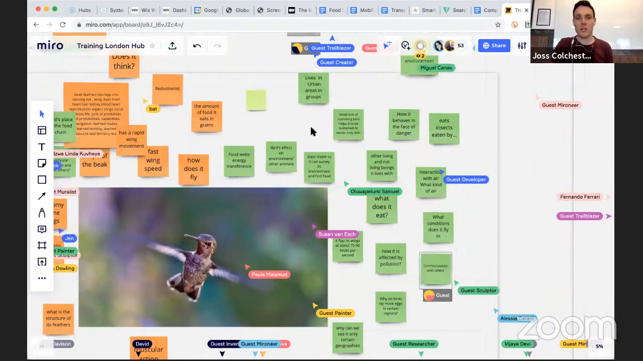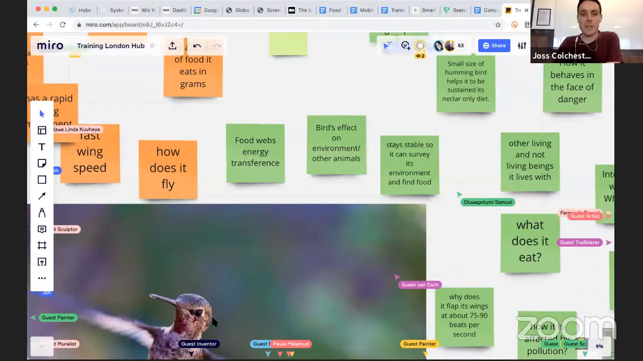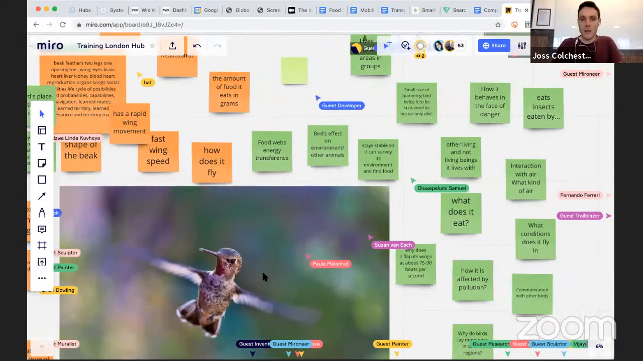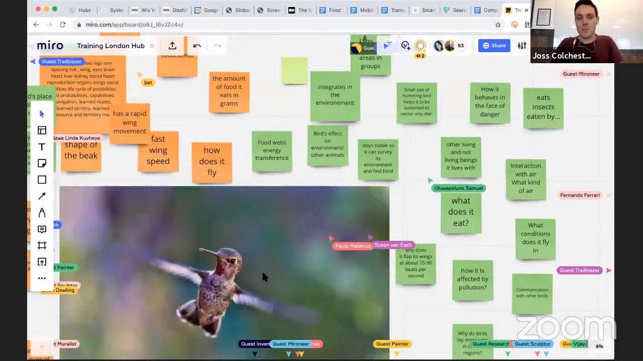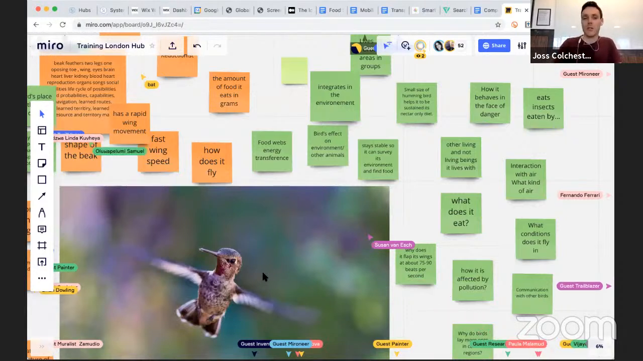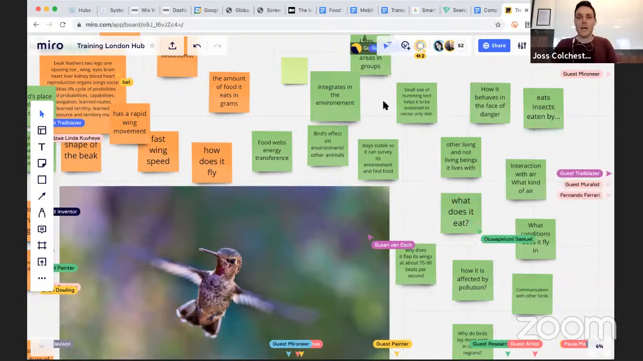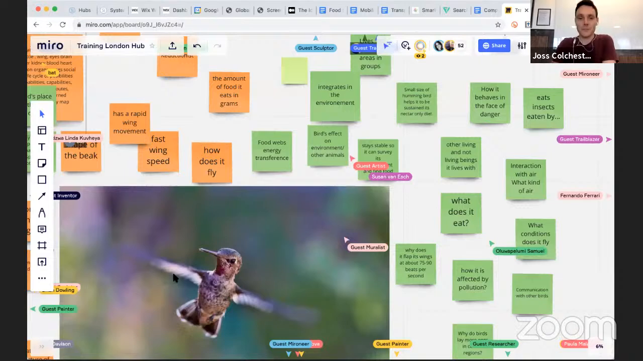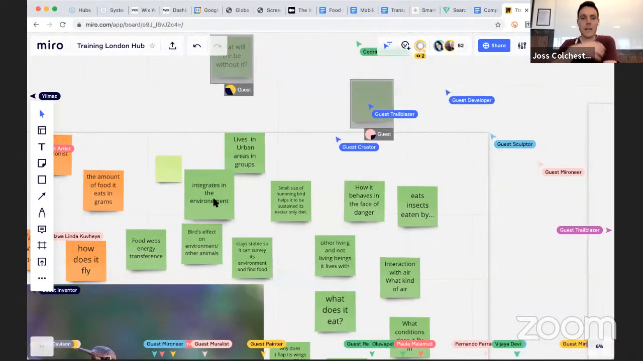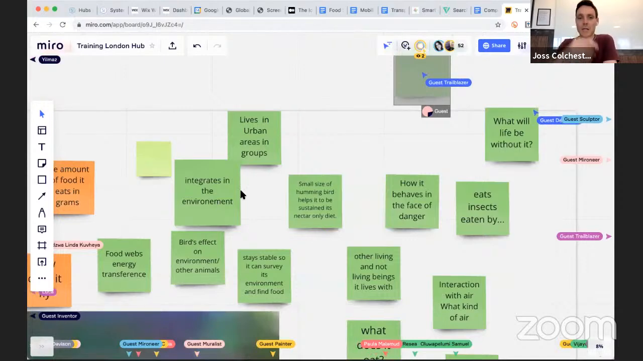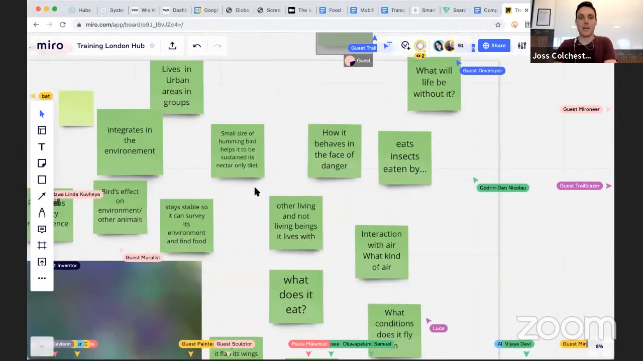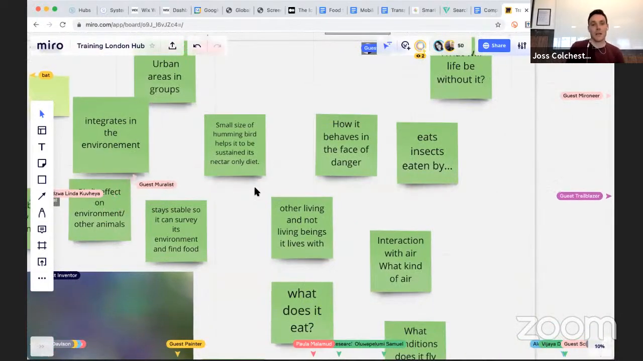The food web, energy transfer. Yes, exactly, very good. This thing's part of a broader network of energy, the metabolism really within an ecosystem, and it's one little niche in that broader system. And it's providing some function, being able to capture energy, transforming it and forming part of a larger food web. Birds' effects on environments, other animals, integrates in the environment. Yep, lives in urban areas in groups, small size of hummingbirds helps it to be sustained, its nectar-only diet, okay?